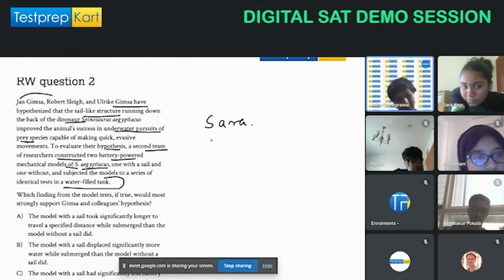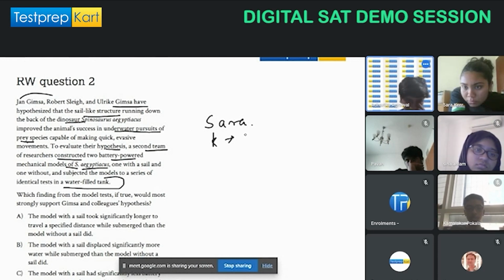Yeah, this is Kamlaka. From this passage, I understand that three colleagues have a hypothesis related to the sail-like structure on a dinosaur. They think it will aid the dinosaur in its movement underwater. To prove it, they're conducting an experiment with one model with a sail and one without. Okay, next.